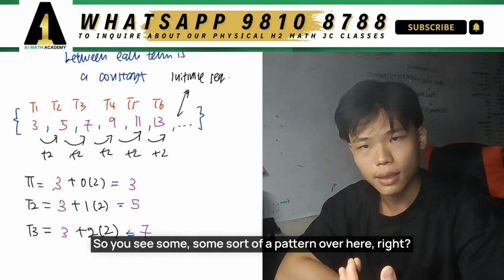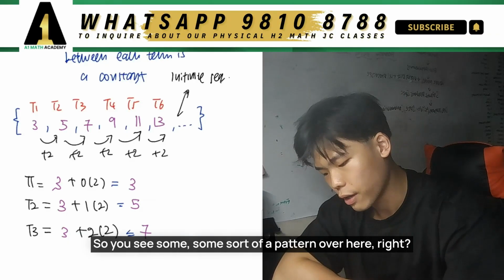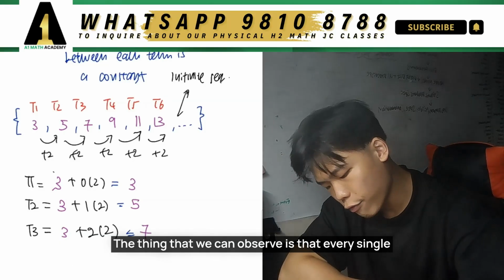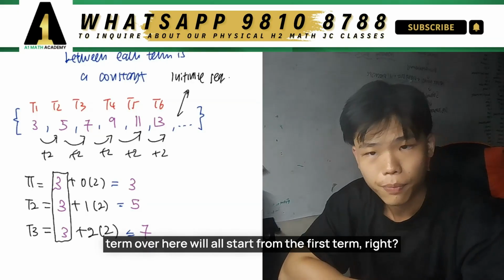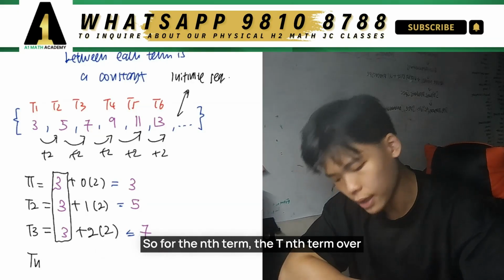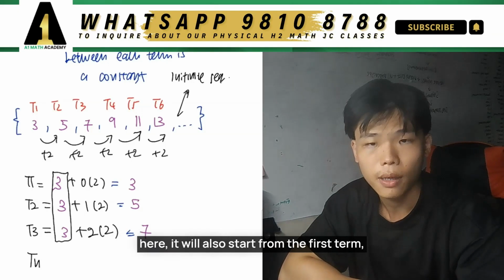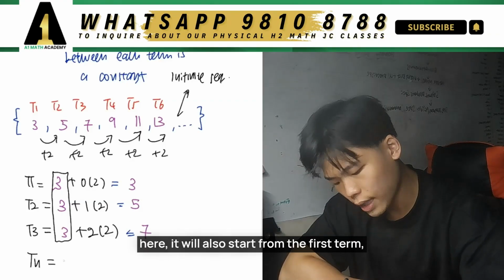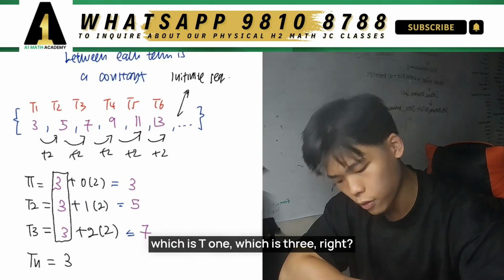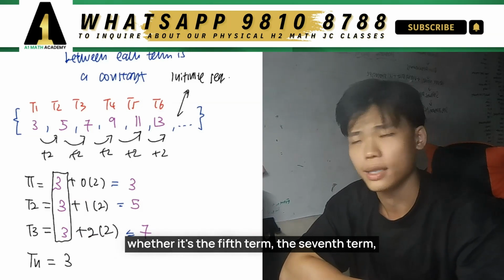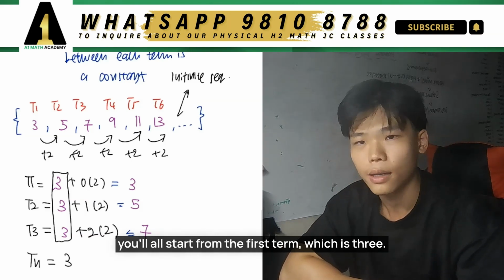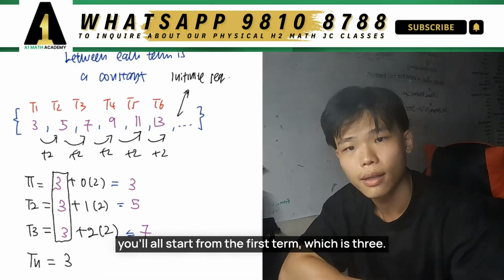So you see some sort of a pattern here. The thing that we can observe is that every single term will start from the first term. For the nth term, Tn, it will also start from the first term, which is T1, which is 3. It doesn't matter which term it is, whether it's the 5th term or the 7th term, it will all start from the first term, which is 3.